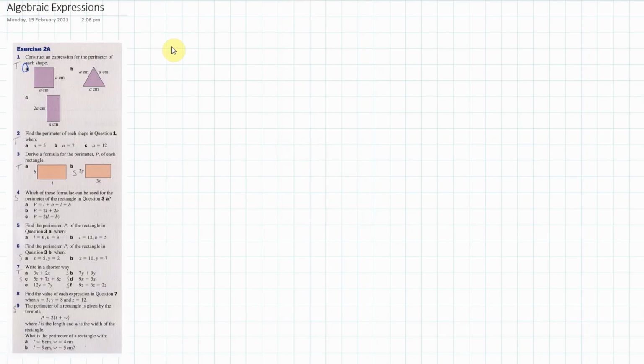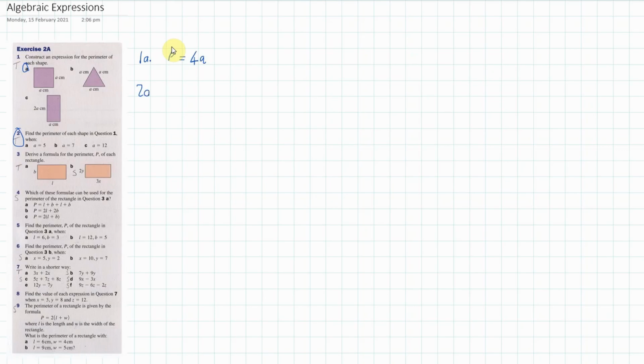Now I know that a square has 4 sides and the sides are all equal. So if I'm doing the perimeter of the shape, I would say that the perimeter is going to be equal to a plus a plus a plus a, or alternatively a simple way of writing that would be 4a. And then we could use substitution in part 2.